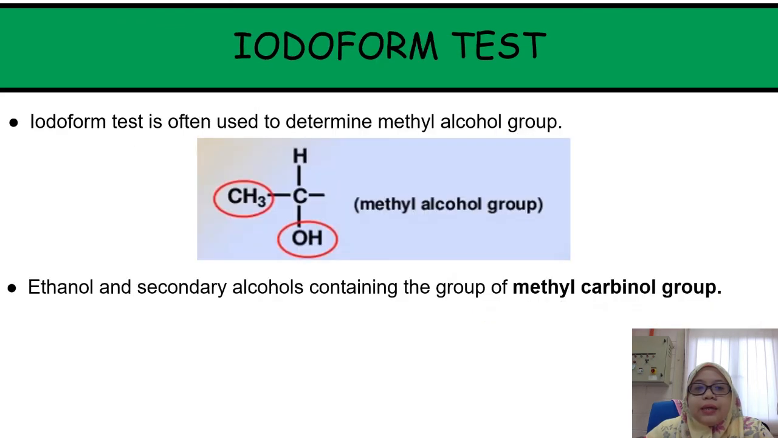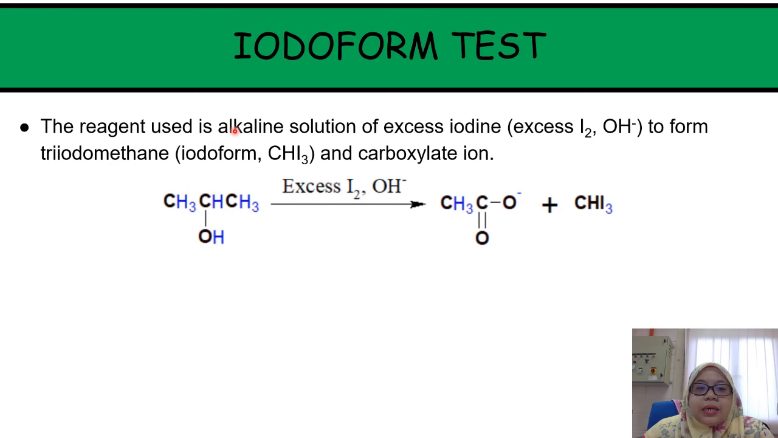Okay, we look at the second test, which is the iodoform test. The iodoform test is often used to determine the methyl carbonyl group. What is the methyl carbonyl group? It is a methyl group attached to the alpha carbon. Usually, ethanol and secondary alcohols will contain this methyl carbonyl group. The reagent used is an alkaline solution of excess iodine, to form triiodomethane, which we call iodoform, and a carboxylate ion.